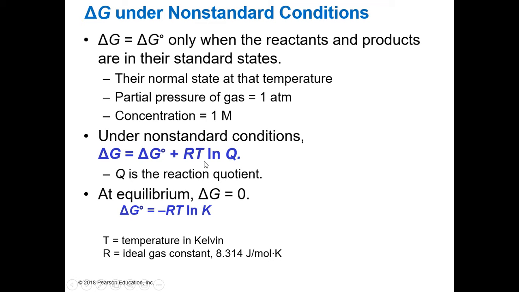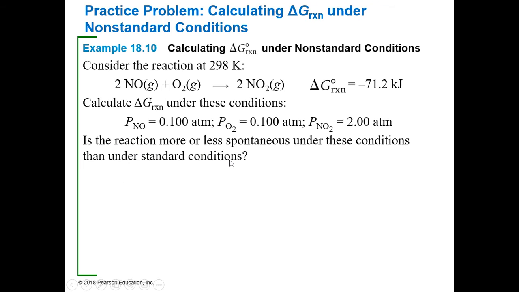They most likely gave us a temperature. I didn't see it right off, right? But we probably have some temperature. R is a constant. Q is our reaction quotient, products over reactants. So let's take a look.